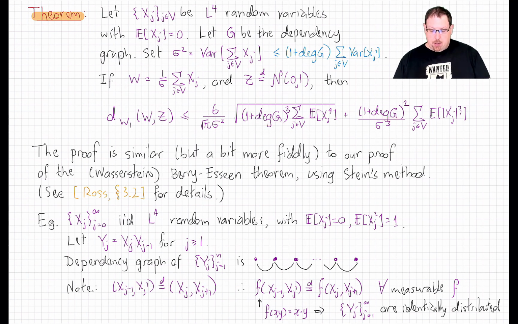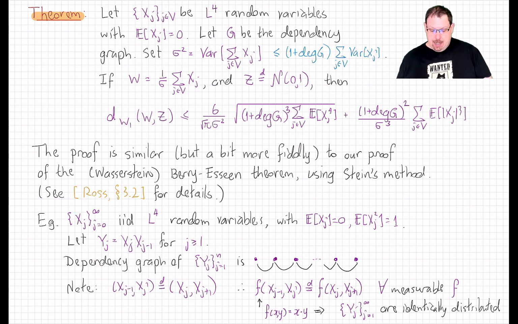Now, I am not going to go through a proof of this. It is philosophically very similar to the proof that we gave of the central limit theorem using Stein's method in the previous lecture, just quite a bit more fiddly. If you'd like to see the details, I recommend that you see the nice survey paper of Nathan Ross, which I've linked on the course webpage, that lays out approximately 3 pages of calculations to show a version of this bound. Now let's see how we can use it.